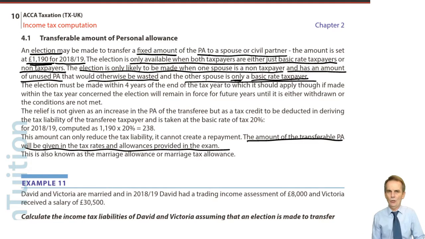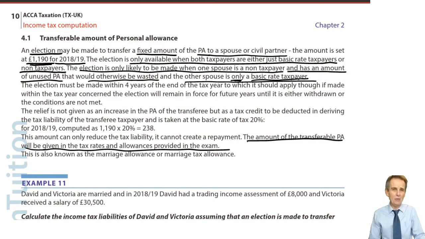Now, someone transferring an unused PA from one basic rate taxpayer to another, well, although there are weird and wonderful circumstances where there might be some benefit, it's not going to, for most practical purposes, be the issue. The issue is where we started: one of the spouses has an unused personal allowance, and therefore, rather than wasting it all, the £1,190 can be transferred across. But how is it transferred?